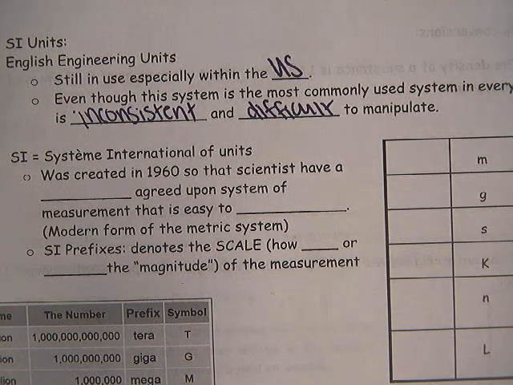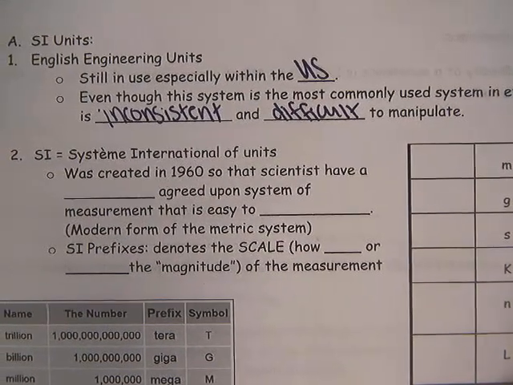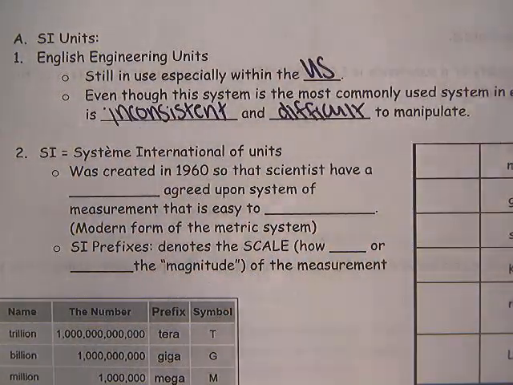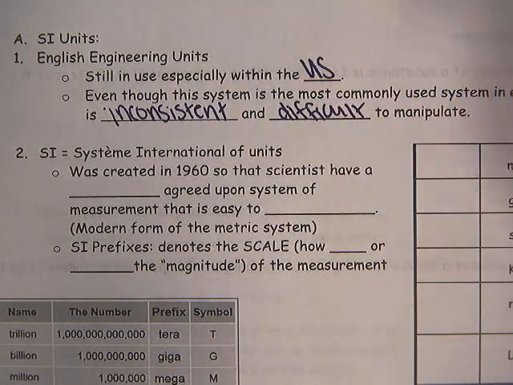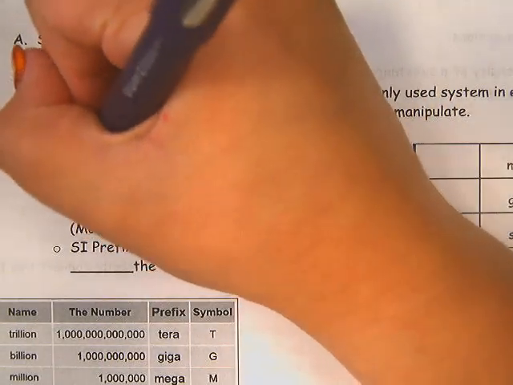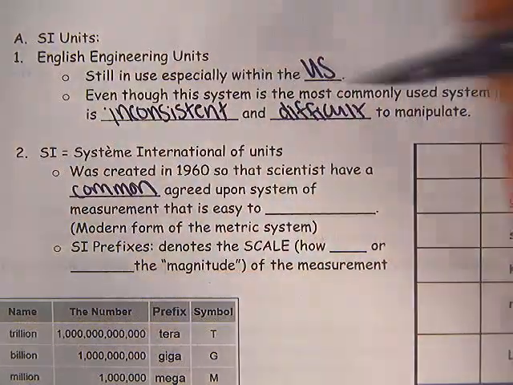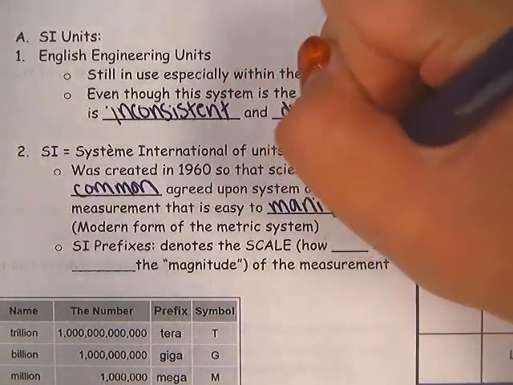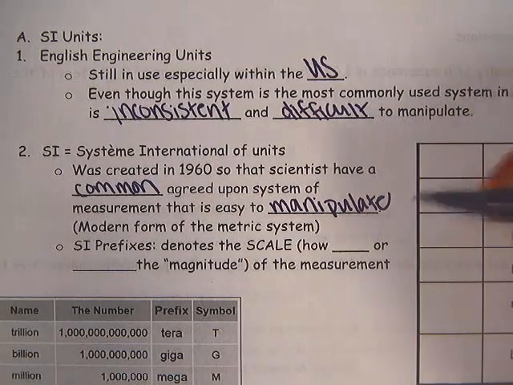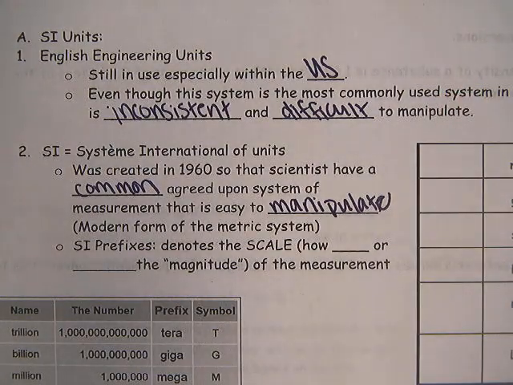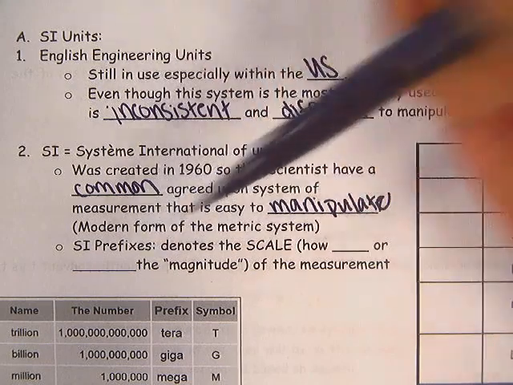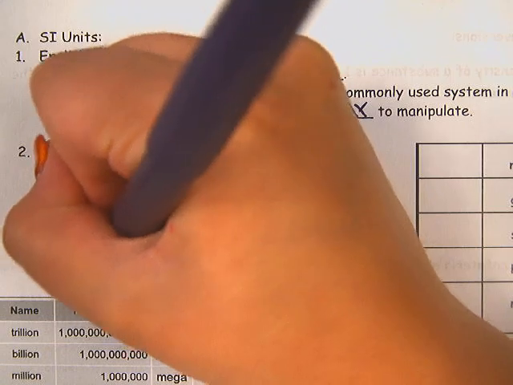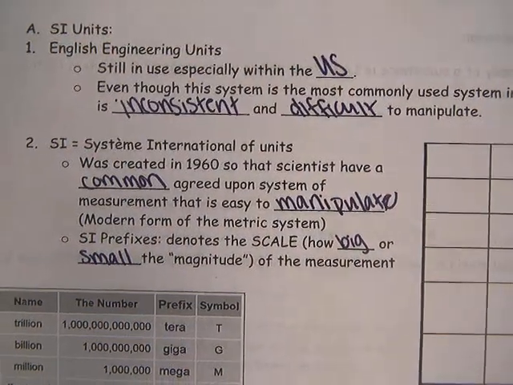So in science, what we do is we use SI units. And SI units were created in 1960 so that scientists could have a common, agreed-upon system of measurement that's easy to manipulate. So the SI system, which we're using, uses a prefix to denote the scale, which is how big or how small the magnitude of the measurement is.